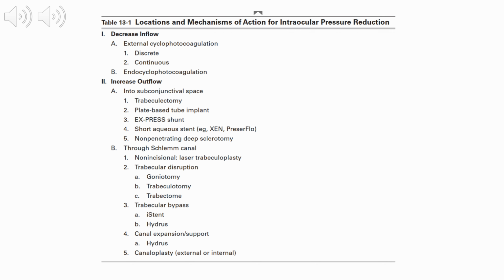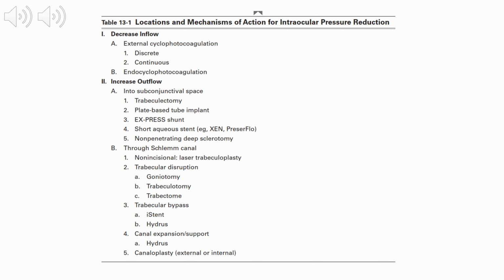And some approaches focus on expanding or supporting the canal, which is also where Hydrus fits. Finally, canaloplasty, whether performed externally or internally, enhances circumferential outflow by tensioning or viscodilating the canal. As we move forward, we'll break down many of these techniques in more detail, focusing on how they're performed and where each one fits in clinical practice.